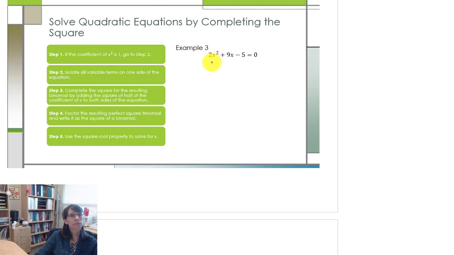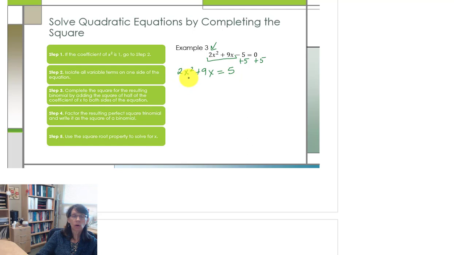For example 3, 2x squared plus 9x minus 5 equals 0. So it looks like we have our standard form of highest to lowest power equal to 0. However, this time, notice the lead coefficient is 2. So let's isolate our variable terms first. That gives us 2x squared plus 9x. We'll have to add 5 to both sides of the equation here. So 2x squared plus 9x now equals positive 5.